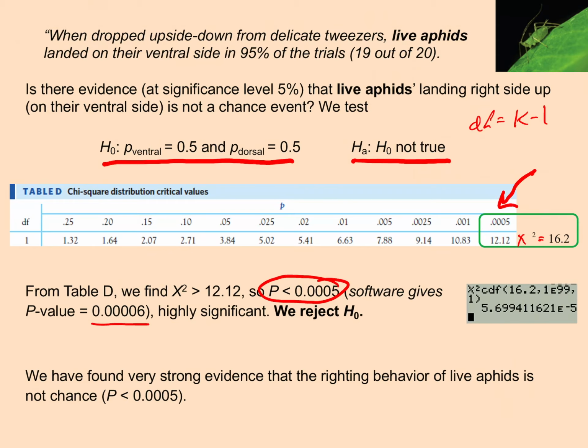This p-value of 0.00006 means that in percentage terms, there's a 0.006% chance of 20 aphids being dropped and only one of them landing on its back if our null hypothesis is true. The chance of that is so remote, we reject our null hypothesis in favor of the alternative, which is going to basically say that aphids do apparently control their landing. So we have found very strong evidence that the righting behavior of live aphids is not chance. They actually do control this.